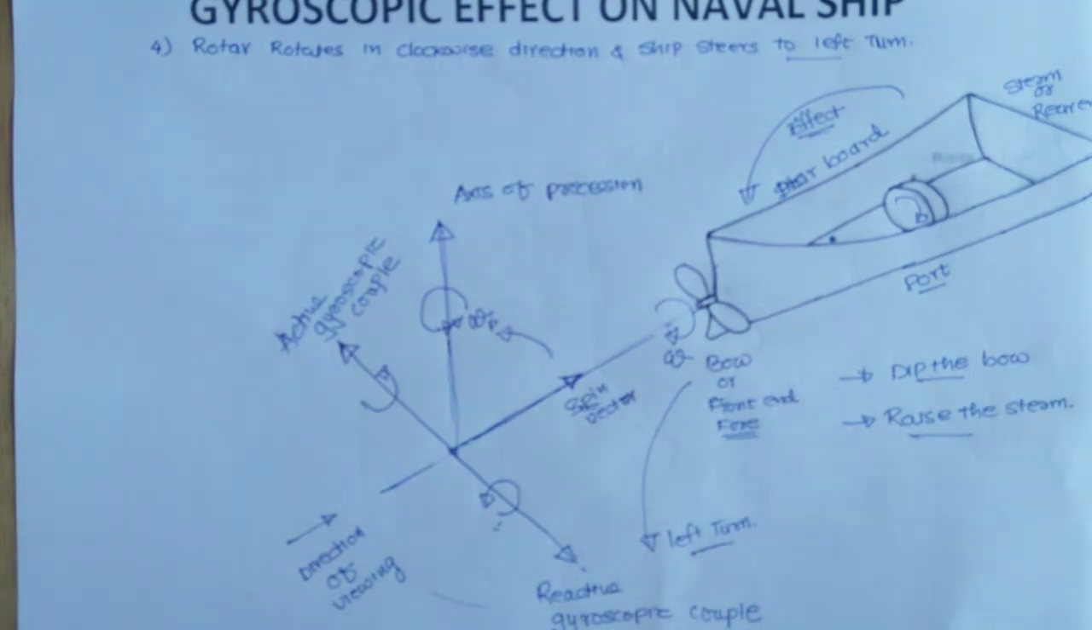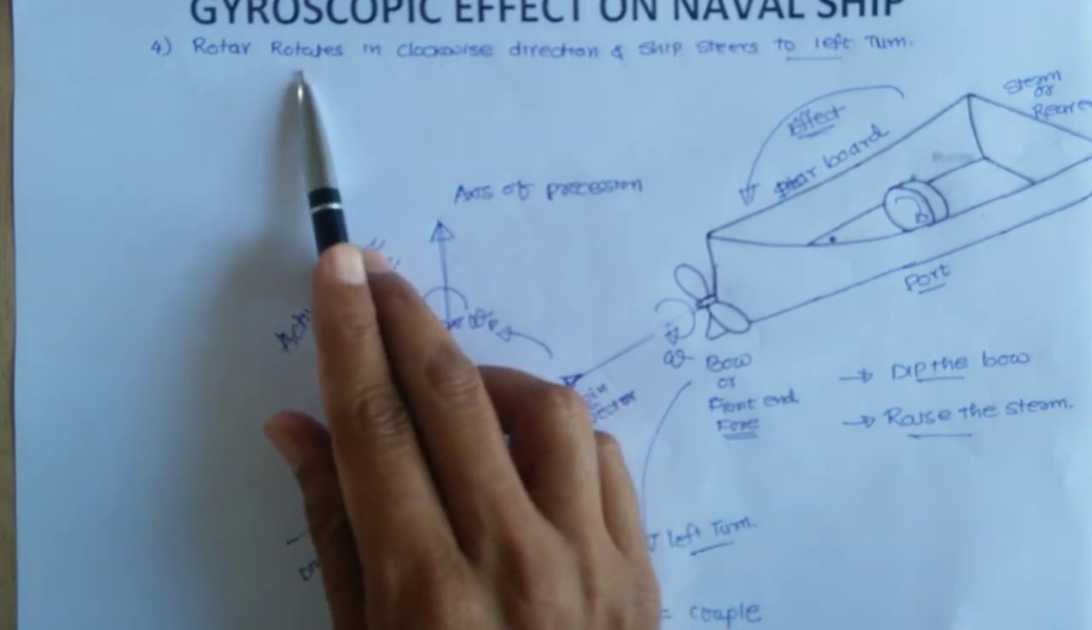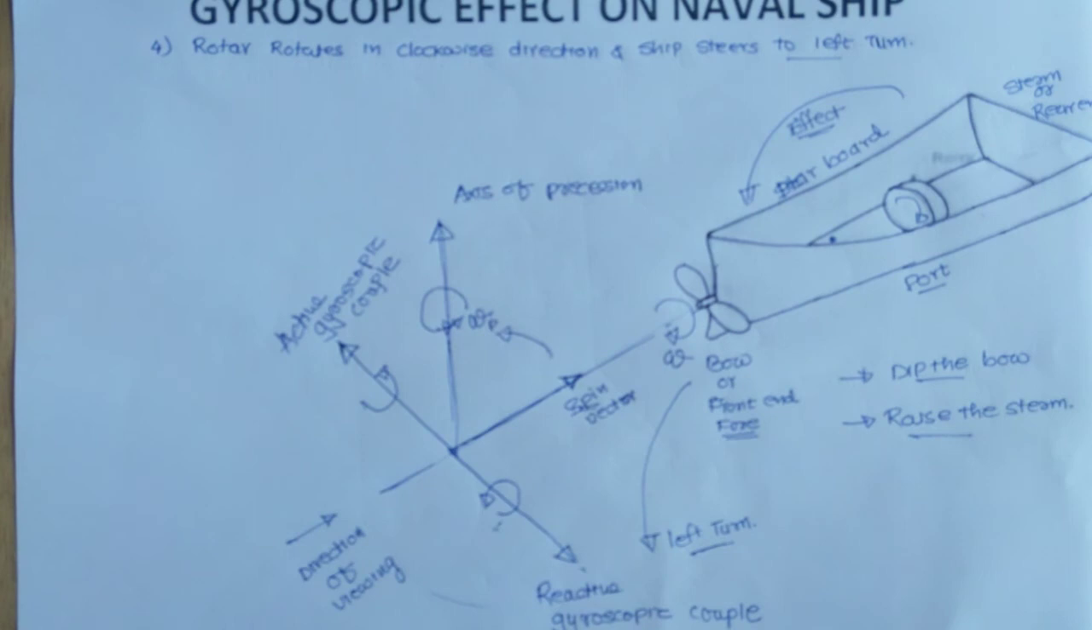So in this way we have seen four cases of the gyroscopic effect on a naval ship. I hope you understand the concept of the effective gyroscopic couple on a naval ship.